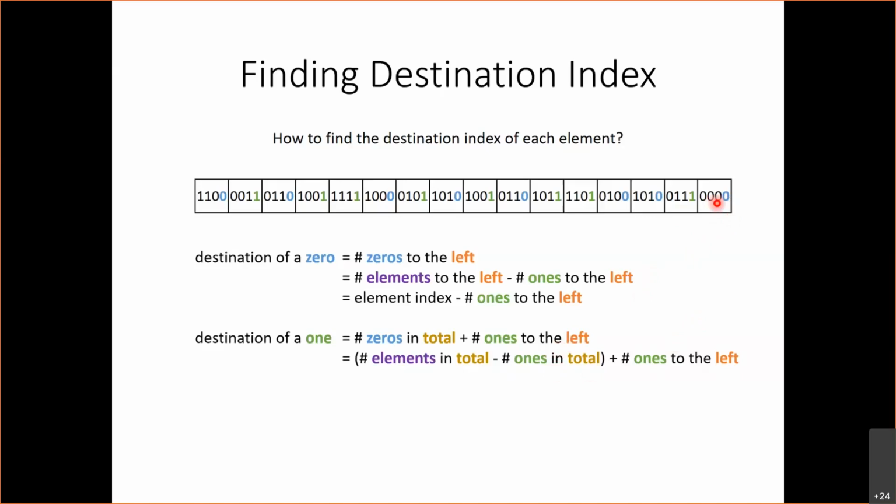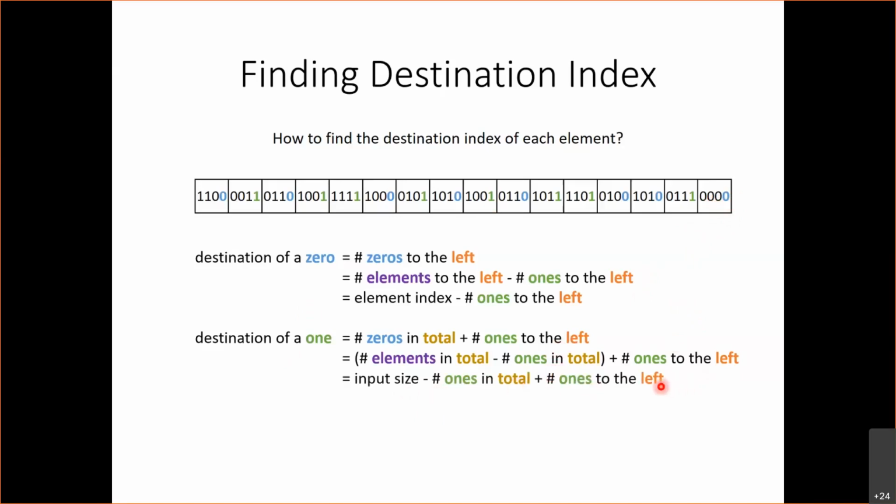But the point is that by figuring out the total number of ones to the left of each element, I can figure out the number of ones in total. Okay, so then the destination of a one is the input size minus the number of ones in total plus the number of ones to the left.